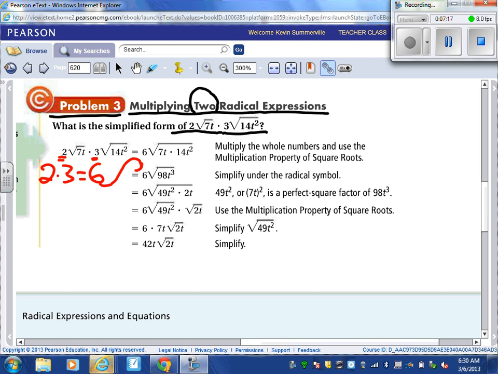Then I need to take 7t times 14t squared. That's what's left inside the square root sign. Because there's a multiplication, I need to multiply those two numbers, and those two numbers give me 98 t to the third power.